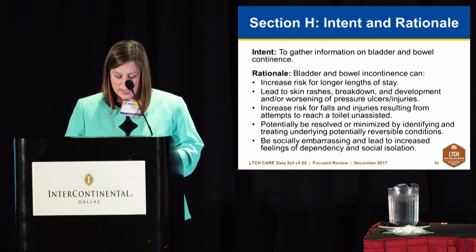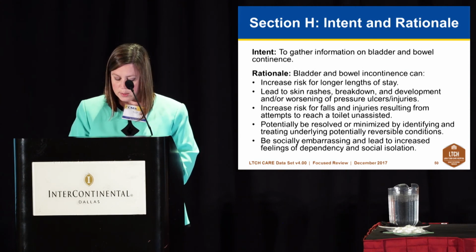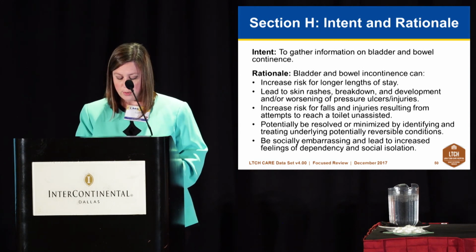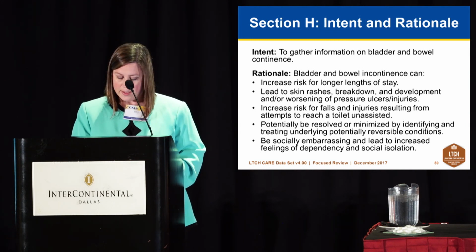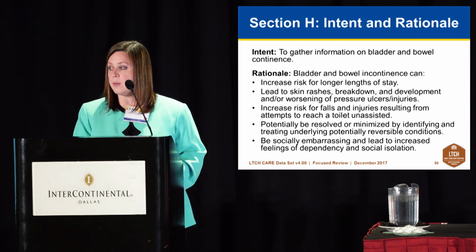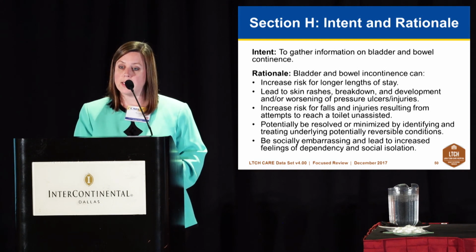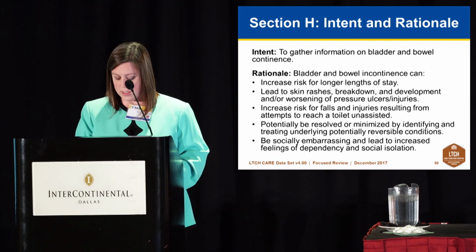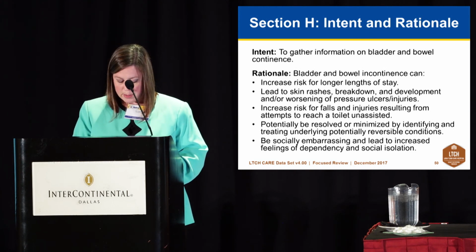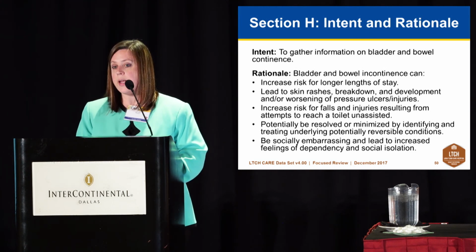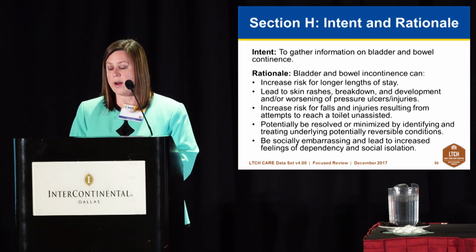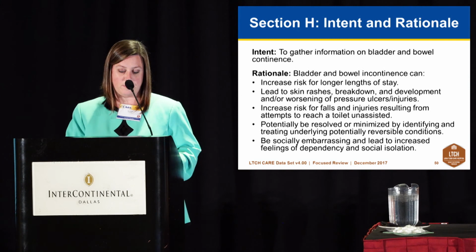So Section H is intended to gather bladder and bowel continence because bladder and bowel incontinence can have a number of negative impacts on the patient, including increased length of stay, skin breakdown, rashes, and wound worsening, increased falls as the patient makes attempts to get out of bed unassisted for the bathroom, and social embarrassment and isolation. It can sometimes be addressed or minimized by treating the underlying condition, and so again, it's very important to address and recognize bladder and bowel incontinence.